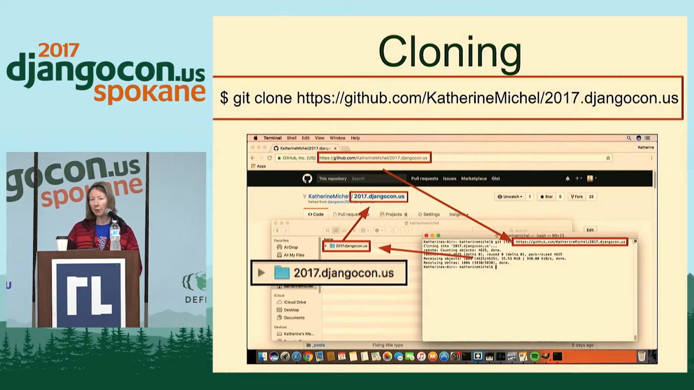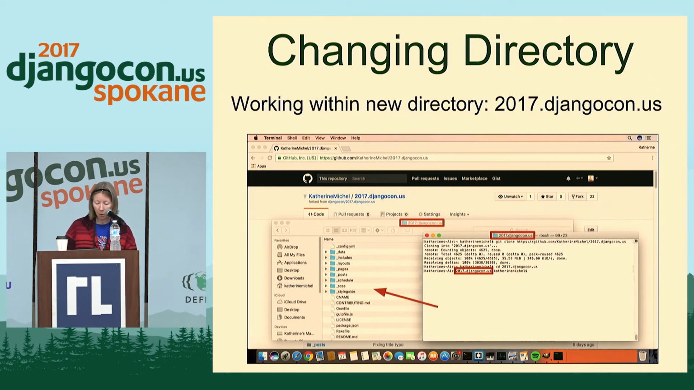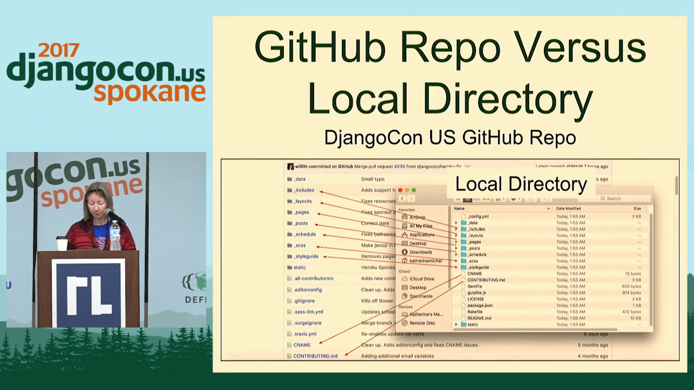So I now have a copy of the code on GitHub and also a copy in my local development environment. So I need to change directory into the folder in my command line so that I can work there. So I type cd 2017.djangocon US, which is the name of the folder. So I've also clicked on the folder manually in the folder window so I can see the contents visually. But I can see that I'm working in the new folder because the name of it is at the top of my command line and in front of the prompt.